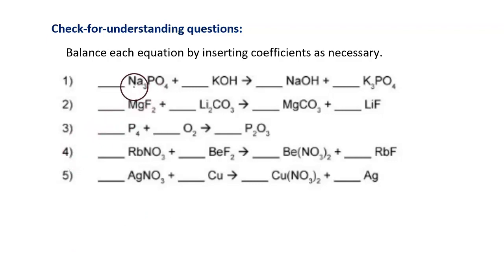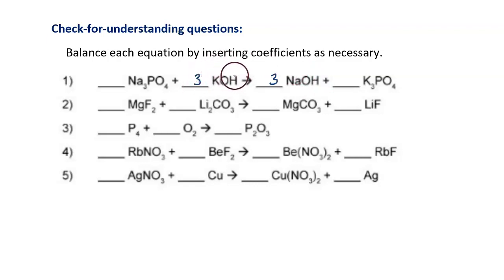Okay, here come the answers. In number 1, there's a little 3 by the sodium. This has 3 sodiums. So we want this to have 3 sodiums. Let's put a 3 in front. As soon as we do that, that 3 also distributes to the hydroxide, to the OH, making 3 hydroxides. So let's put a 3 right here.